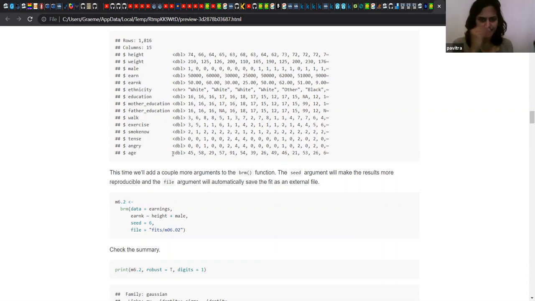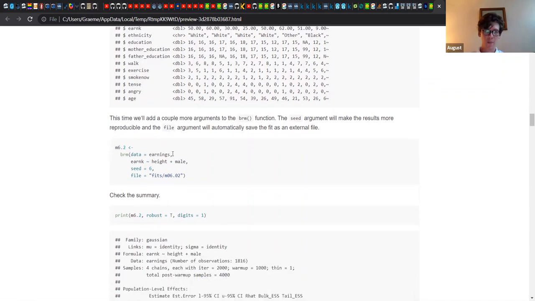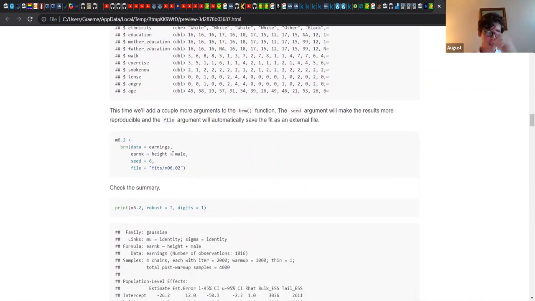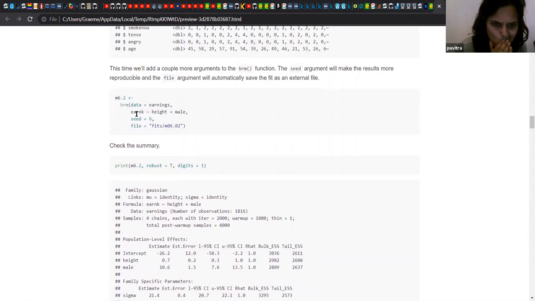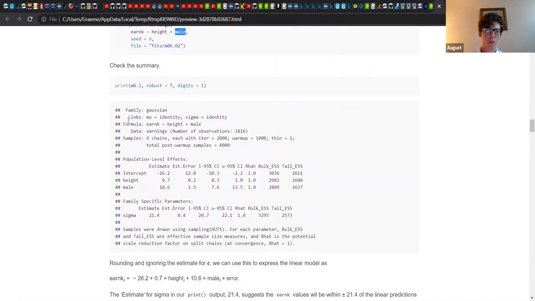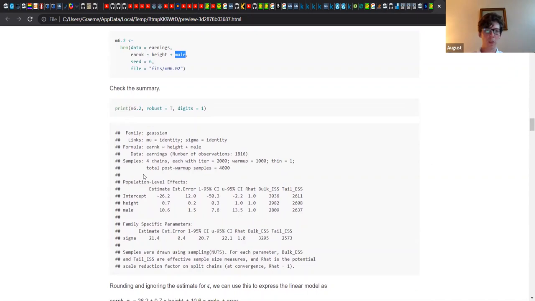Okay, gotcha. It wouldn't change the sum of squares value. It should not, yes, that's correct. Oh, wait, they're not using sum of squares. But still, what they're saying is, what are the earnings related to height and sex? So what are the effects of these coefficients?